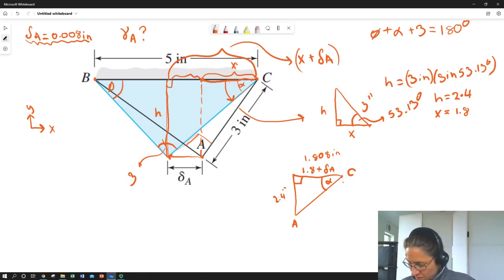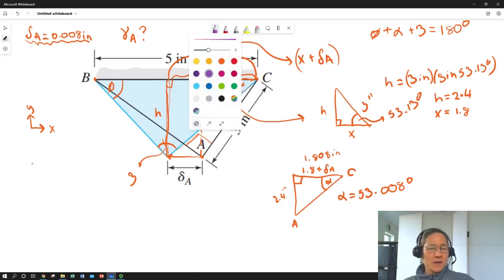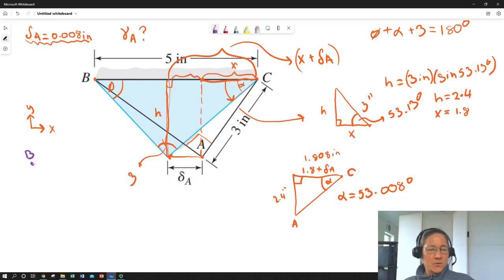So 2.4, enter, 1.808, divide, arctan. So we now have alpha is 53.008 degrees. So that's not a big change, but as we've stated in earlier lectures, these strains tend to be very small, and that will allow us to make some simplifying assumptions in future problems. Okay, so we can do the same over here. We'll switch to another color, maybe go to purple over here. So now we're going to look at vertex B, and we're going to look at our new triangle. We still have one dimension of 2.4 inches.